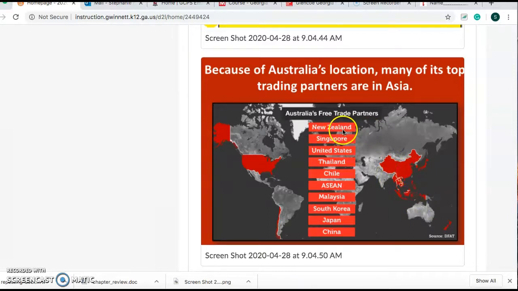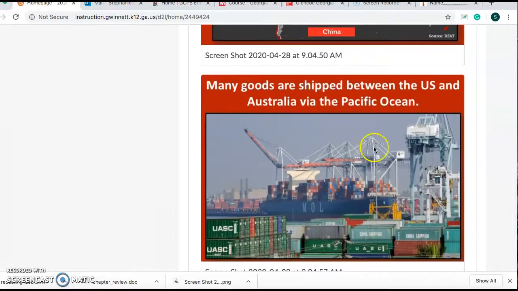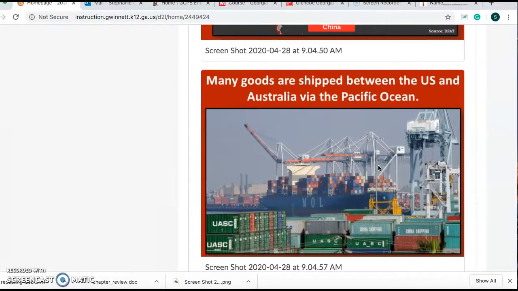However, you can see that it does trade with other places like New Zealand, which is right here, Singapore, the United States, which is right here, Thailand, Chile, which is in South America, ASEAN, Malaysia, South Korea, Japan, and China, okay? So it seems like the majority of the places that they're dealing with are in Asia, okay? And many of the goods are shipped between the US and Australia via the Pacific Ocean. So remember that the Pacific Ocean is what is used for Australia and the US to ship between each other.